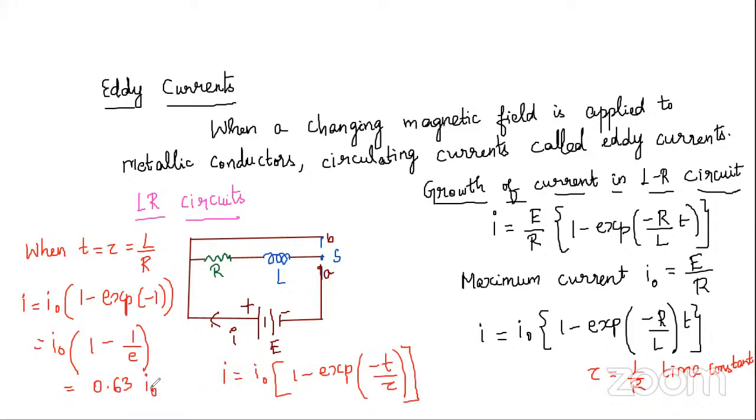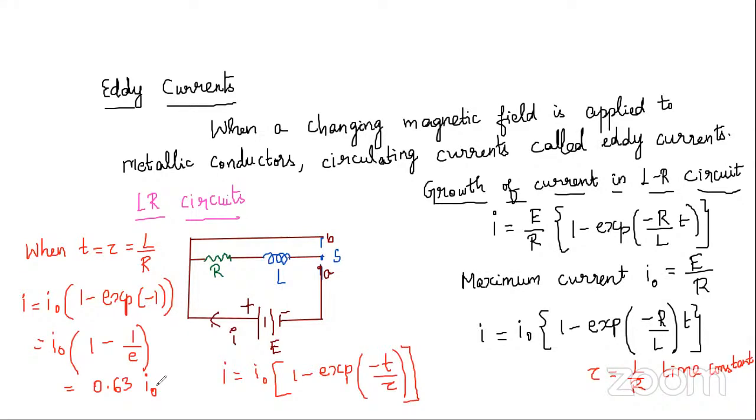So what is the meaning of this? After the time interval of tau, the current reaches the value of 63% of the maximum current. So how will you define the time constant? Time constant is nothing but the time in which the current rises from 0 to 63% of its final value. So this is called the time constant here.